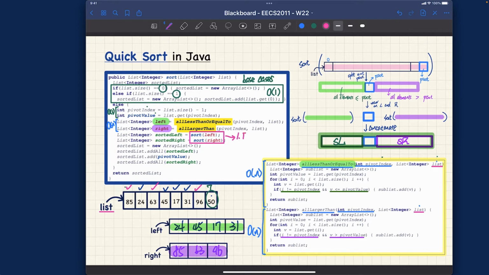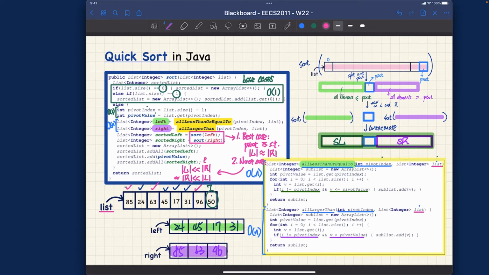Number one, the best case is that the pivot is such that the length of the L is more or less equal to the length of the R. Number two, the worst case. The worst case will be, I'm just running out of space, I'm going to put it over here. What's really the worst case? So for example, L is much less than R, or the length of R is much less than L.